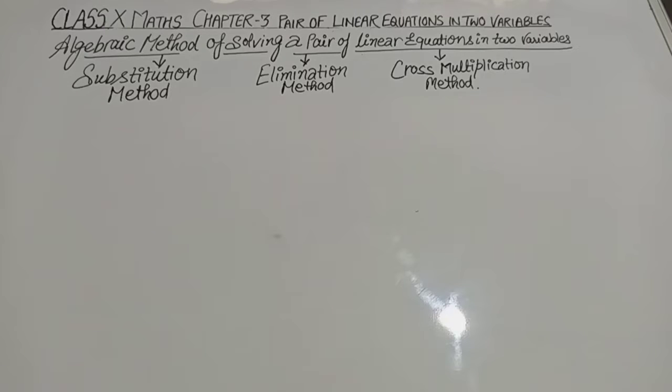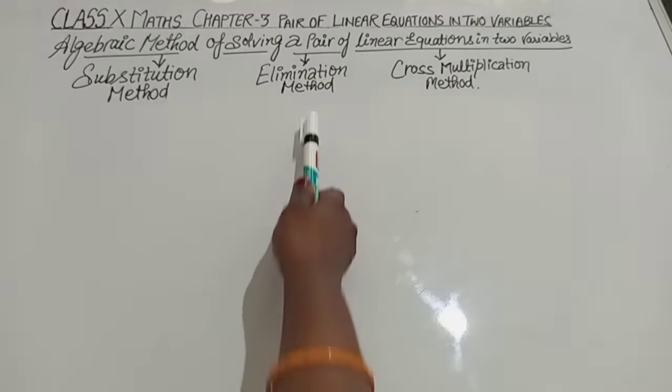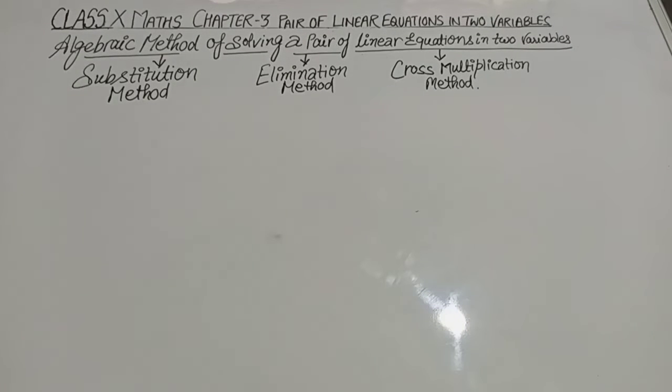Now here we will study the algebraic method, and the algebraic method has three types by which we solve a pair of linear equations in two variables. The first is the substitution method, the second is the elimination method, and the third is cross multiplication. Before studying these methods, let us discuss why we need to study them.